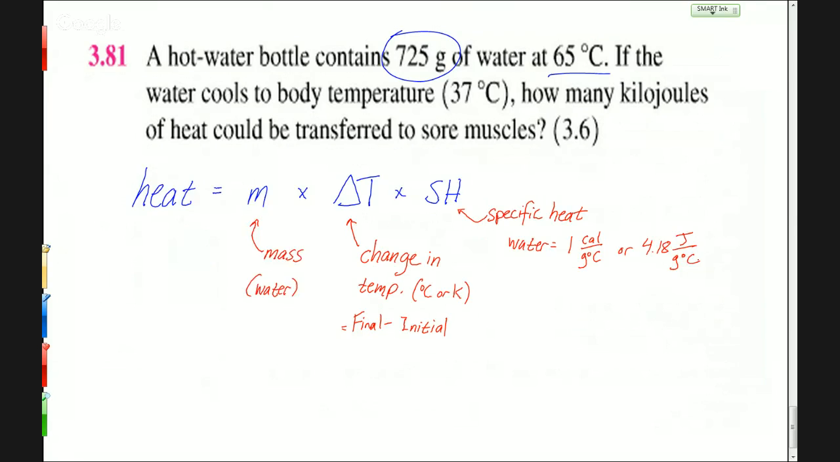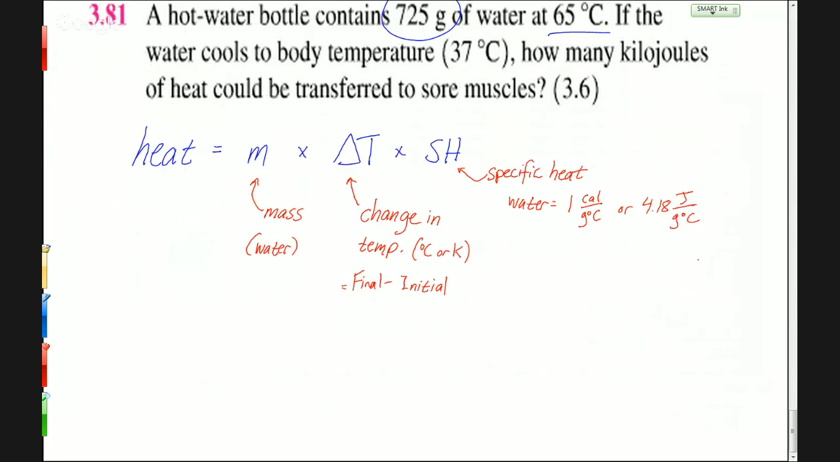So if we put all the units together, we can figure out what our final heat units should be. So our final units of heat should either be in calories or joules or some kind of heat measurement, energy measurement.